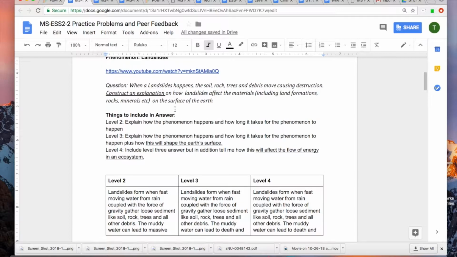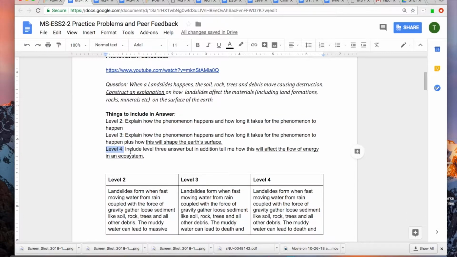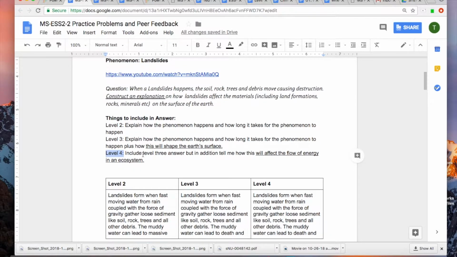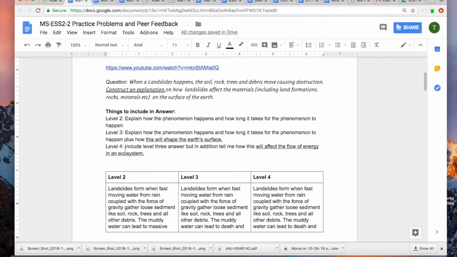Now, how we've catered this to different students in the class is you could give a level 2 response, a level 3 response, or if you want to go for 100%, a level 4 response. And I've done an example for you. So in a level 2 response, the only thing that you have to answer is explain how the phenomenon happens and how long it takes for the phenomenon to happen. That's all you need. In a level 3, you explain how the phenomenon happens, how long it takes the phenomenon to happen, plus how this will shape the Earth's surface. That is a level 3.